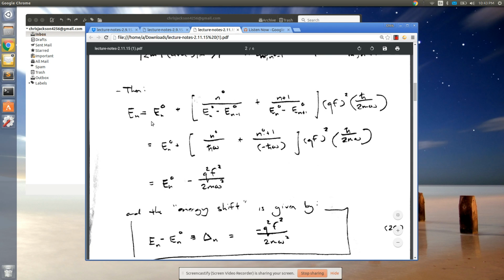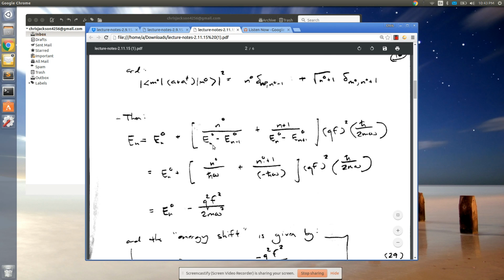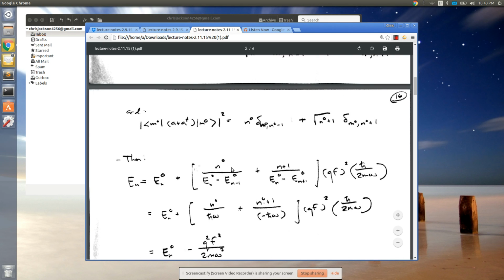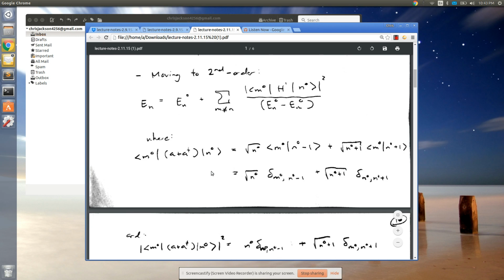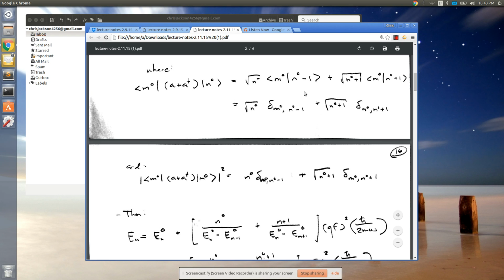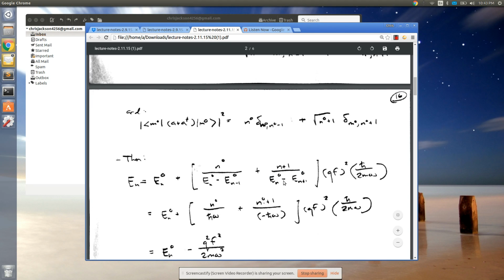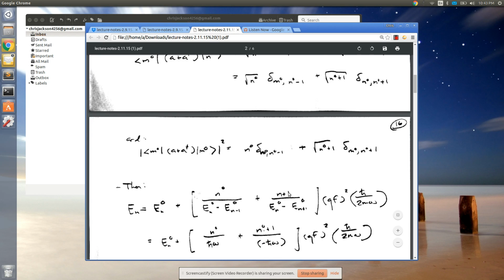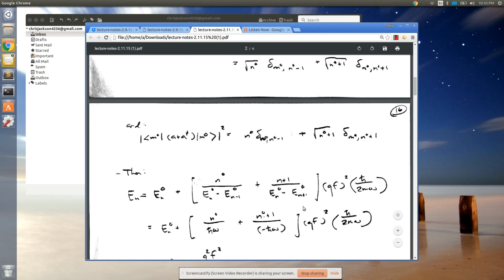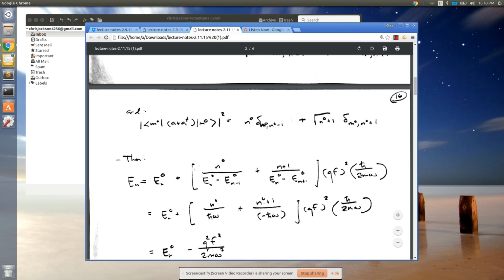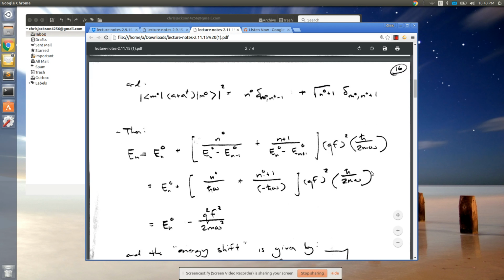Okay, so we plug that in. The energy is equal to the unperturbed energy plus the sum over terms. Here's the term where M naught equals N naught minus 1, and here's the term where M naught equals N naught plus 1. The subscripts tell you which term it is. So I get this difference here, and here's my squared quantity, and this factor of h bar over 2m omega comes from the definition of x in terms of A and A dagger.